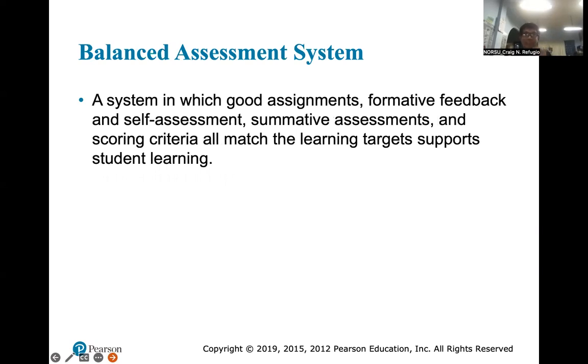Balanced assessment system. A system in which good assignments, formative feedback, and self-assessment, summative assessment, and scoring criteria all match the learning targets. Support students' learning. So you have to balance all of these, no? So we have good assignments, formative feedback, and self-assessment, the summative assessment, and scoring criteria. The scoring criteria is actually very important. You have to tell the scoring criteria by providing analytic rubric or holistic rubric.